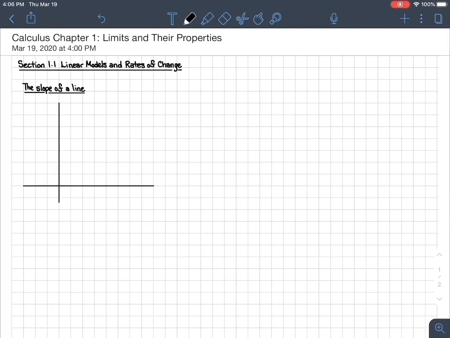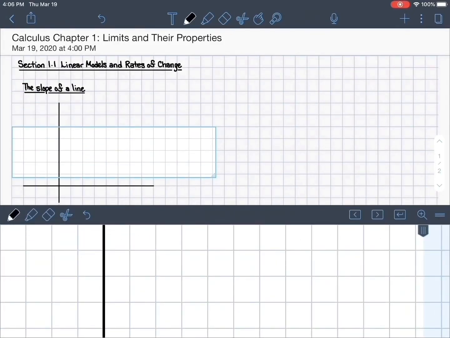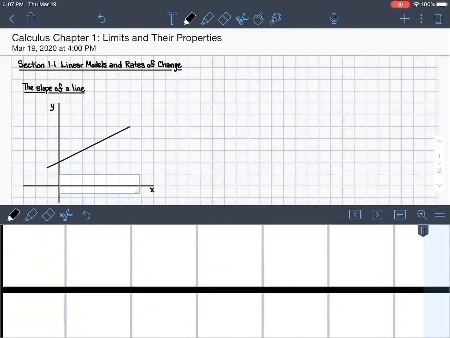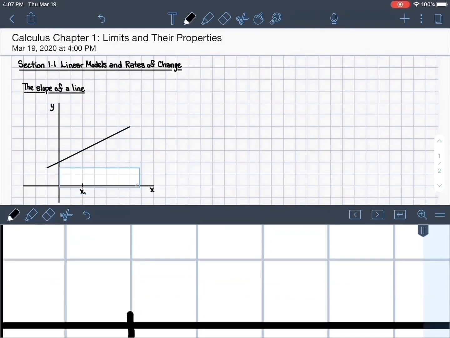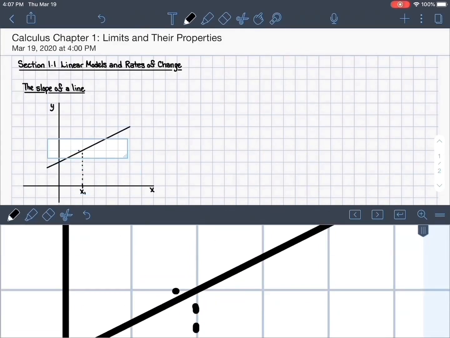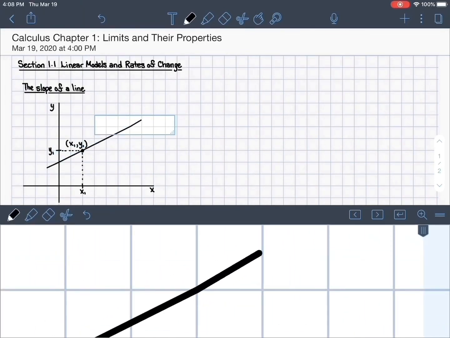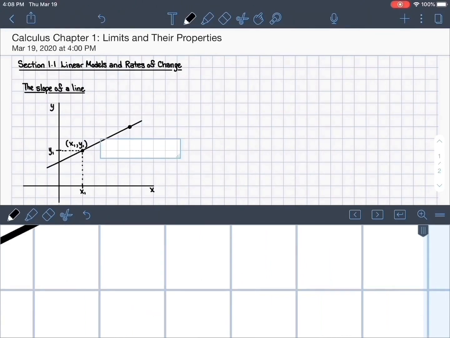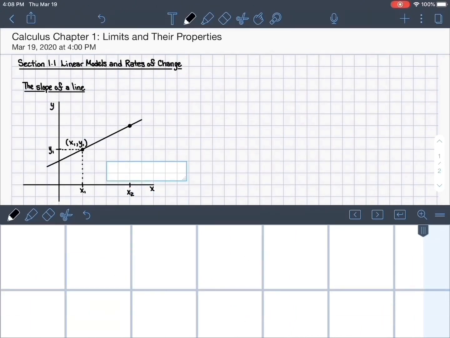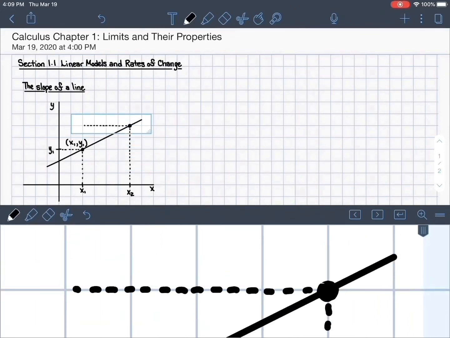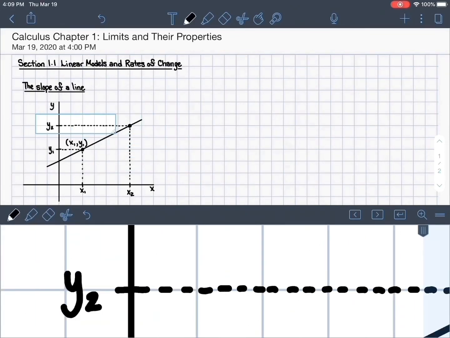We can graph a line on a set of axes, and we can label those, of course. X is the input axis and Y is the output axis. And I can label an input point x1 and it'll output to some point y1, and we can name that point x1, y1. And later on, some other input point will output to some other y location. We'll call those x2 and y2.